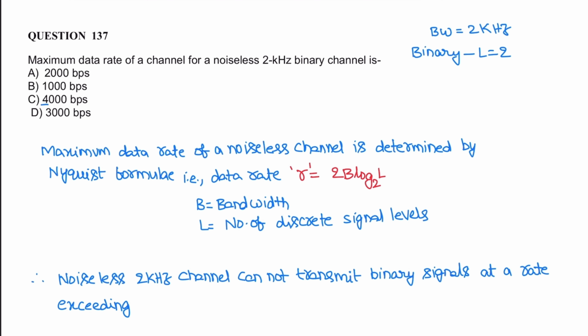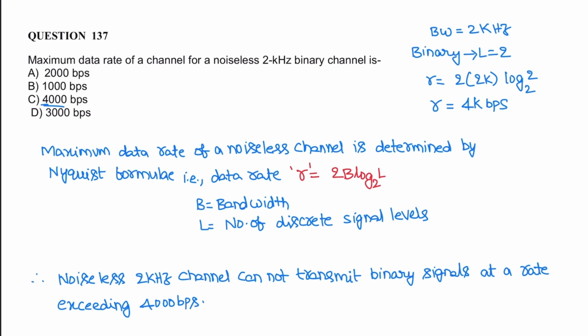Therefore, data rate R is equal to 2 times bandwidth, that is 2 times 2k, times log L base 2. Log 2 base 2 is 1. So it is 4k bps, bits per second. Data rate is 4000 bits per second. So a noiseless 2 kilohertz channel cannot transmit binary signals at a rate exceeding 4000 bits per second. Beyond 4000 bits per second, this noiseless channel cannot transmit the bits. So the correct option is C.